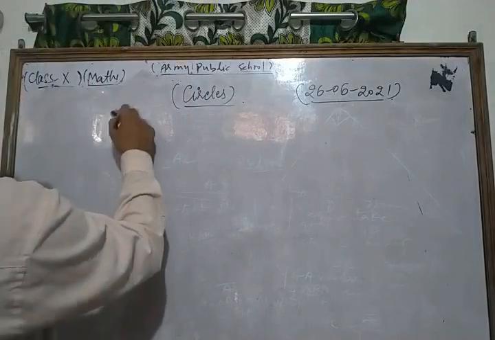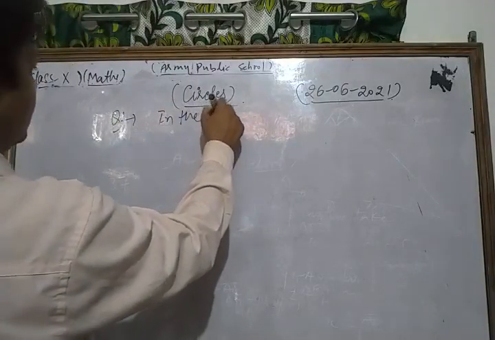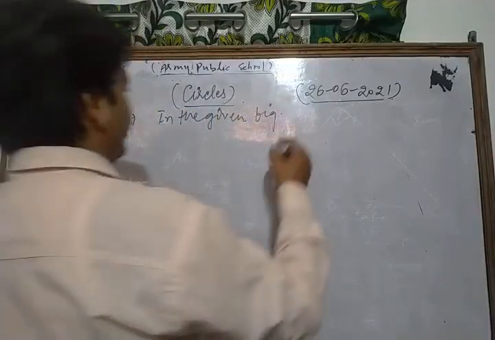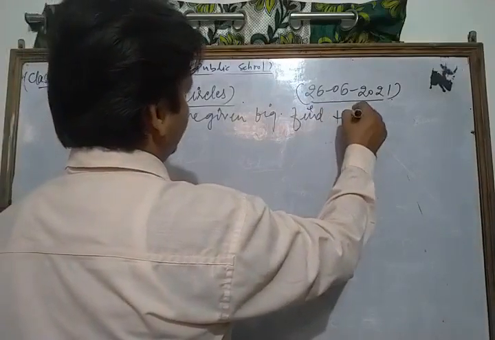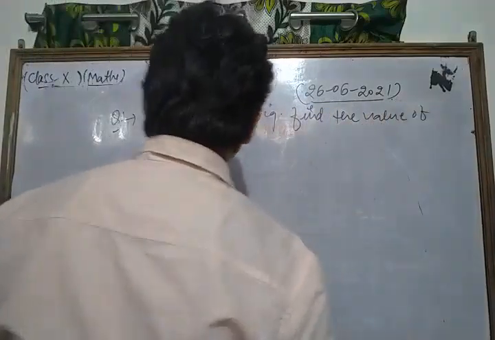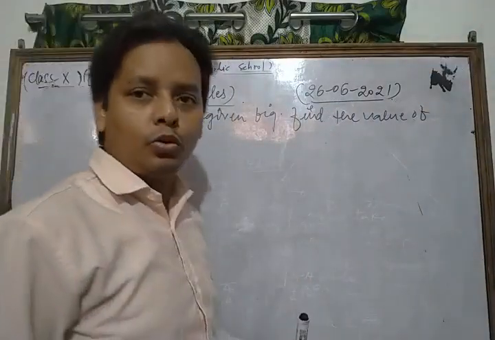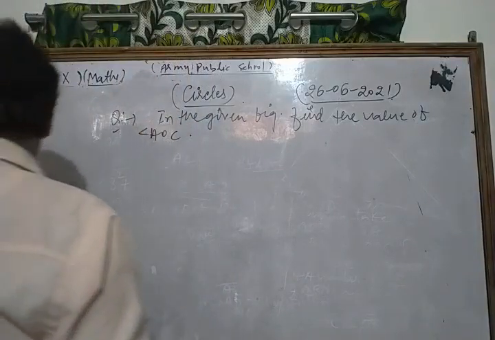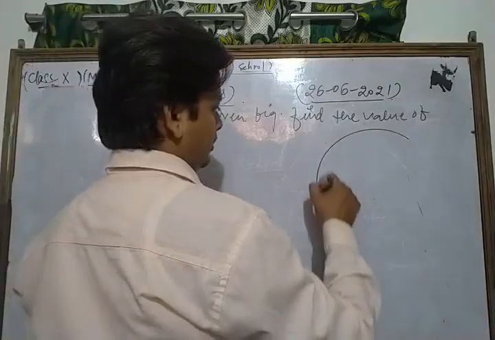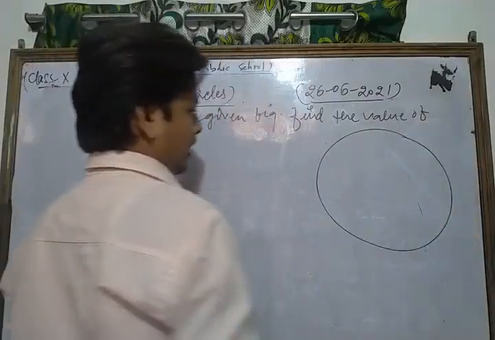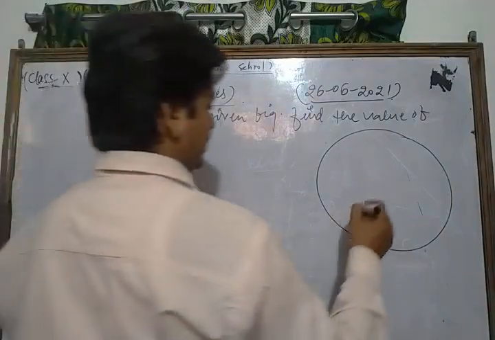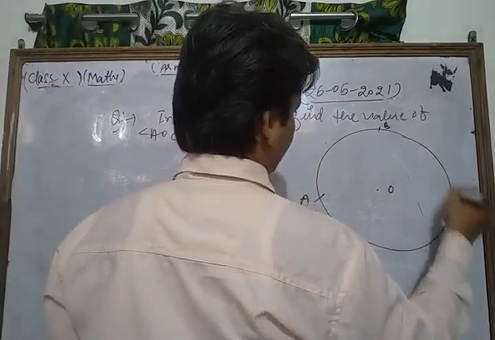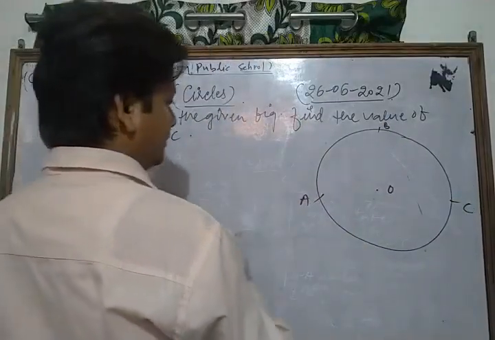And your question is: in the given figure, find the value of angle AOC. Your figure is this: let O be the center, and here A, B and C.